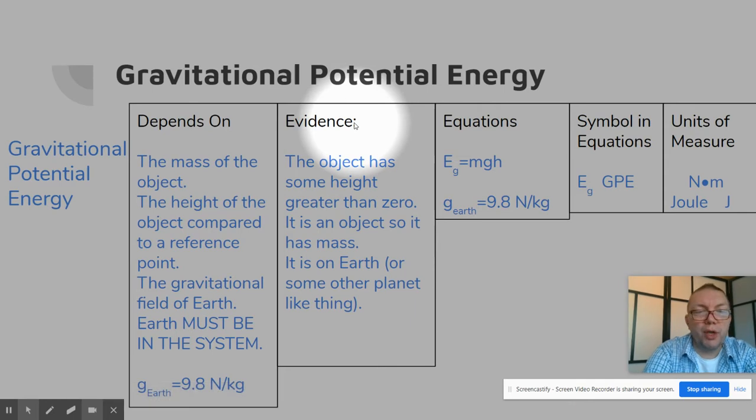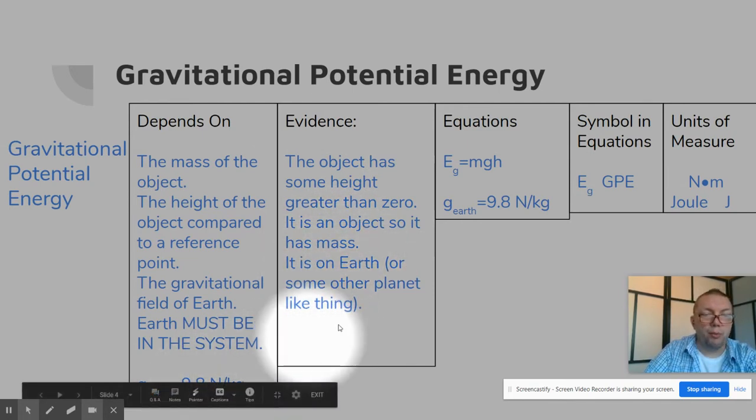Evidence. So if we're looking at a question and we want to see exactly what's going on, or if we're looking at a situation or scenario, we want to know if gravitational energy is present. If there's an object there, well, it must have mass. We're good. That's the first step. Second thing, the object must have a height that's greater than 0, our reference point. Then the last thing, it has to be on Earth for G to be 9.8.